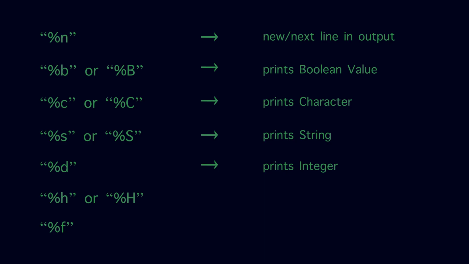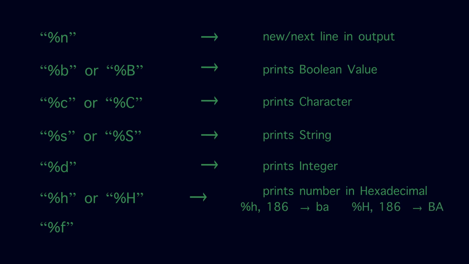Next, we have modulo lowercase h or modulo uppercase h. This is one that is more complicated than the other uppercase lowercase modulos though, since it prints out a number, whether it be in any given base, in hexadecimal. The differentiation between these two h's is that the lowercase h outputs the hexadecimal letters in lowercase, while the uppercase h outputs the hexadecimal letters in uppercase.